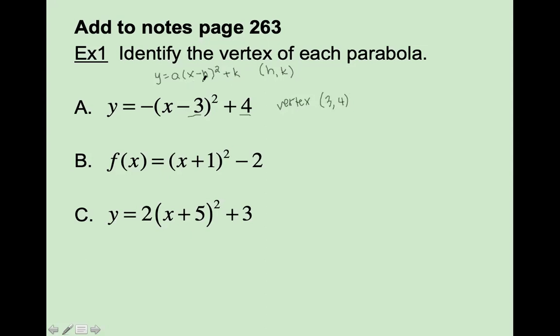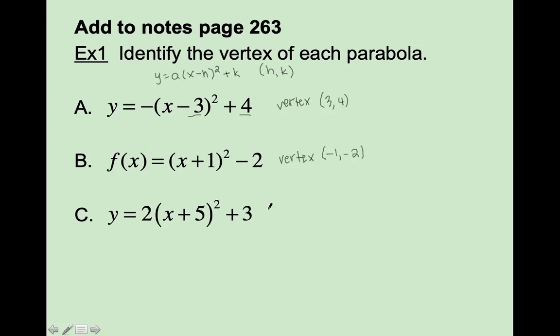All right, so notice in vertex form, we have minus h. So this is a plus 1. So when I write the vertex, I need the opposite of that. So it's going to be negative 1. But notice our y coordinate stays exactly as it is. All right, negative 1, negative 2.